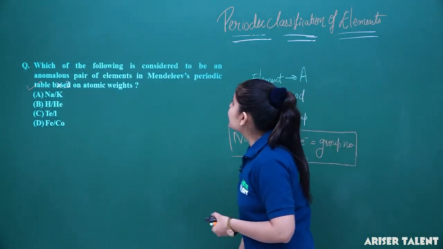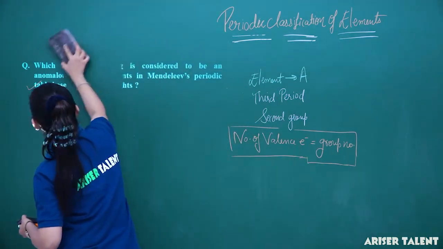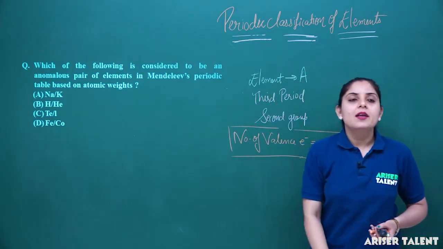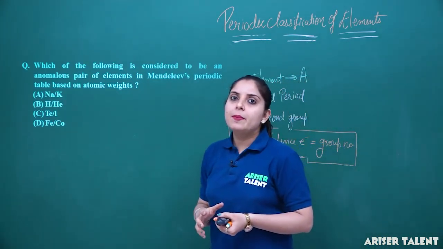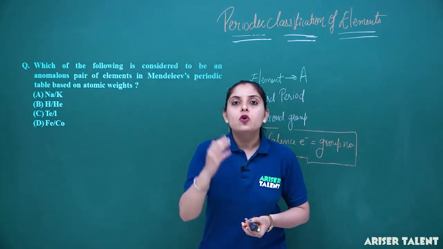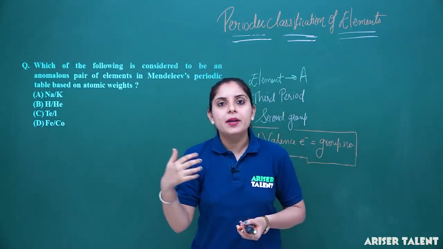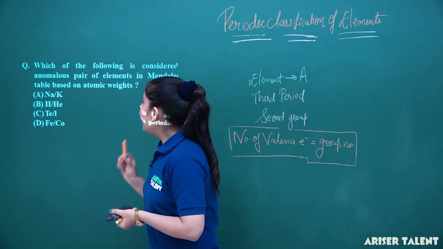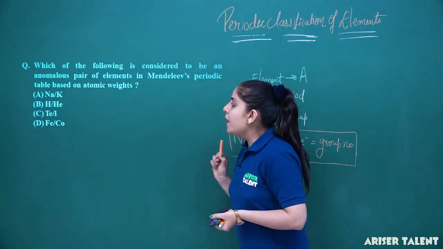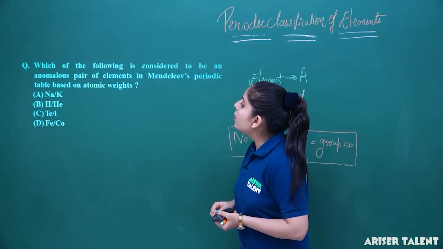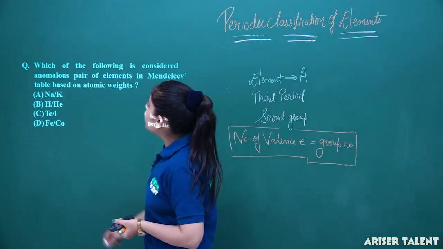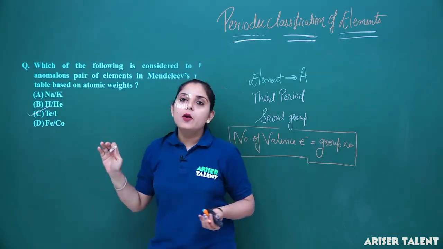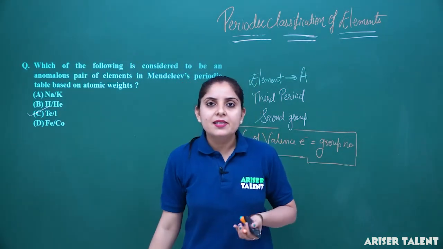Which of the following is considered to be the anomalous pair of elements in Mendeleev's periodic table according to the atomic weight? We have seen that in Mendeleev's periodic table, some of the elements are arranged whose atomic weight is greater as compared to the other element. So the options here are sodium and potassium, hydrogen and helium, tellurium and iodine, and iron and cobalt. So among all these options, tellurium and iodine will show the anomalous behavior. It means tellurium is arranged before iodine and it has a greater atomic weight as compared to iodine.